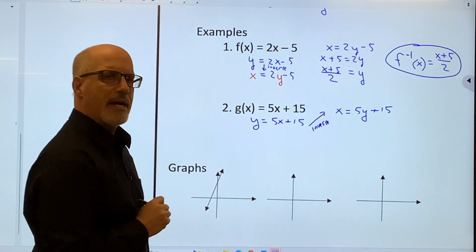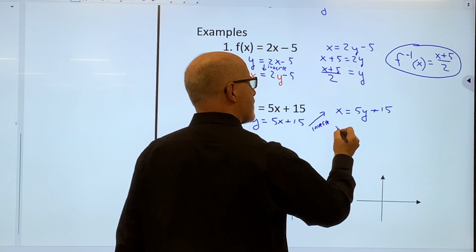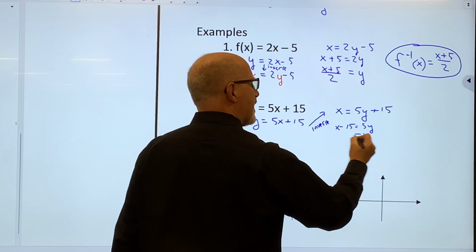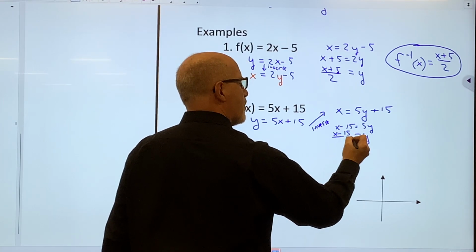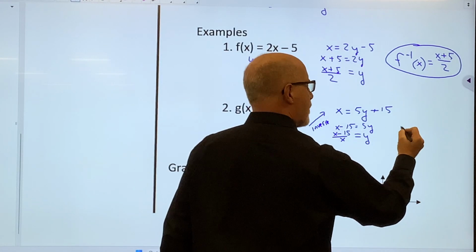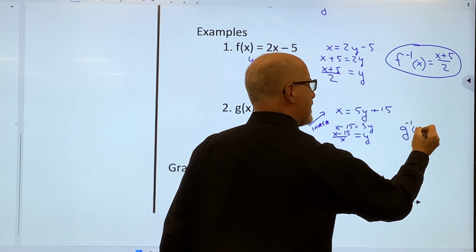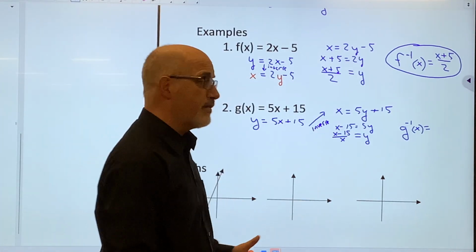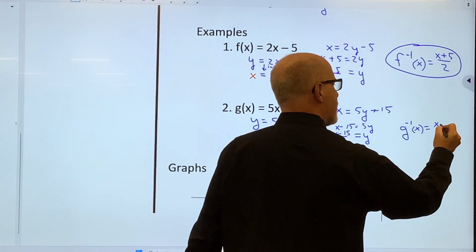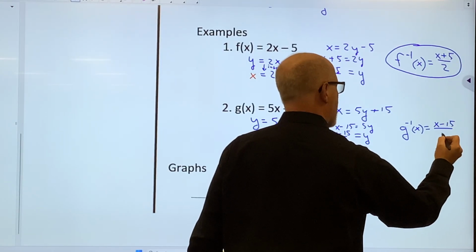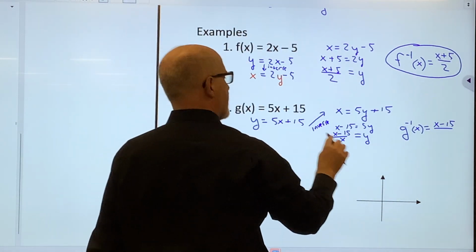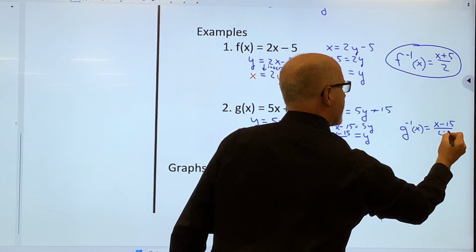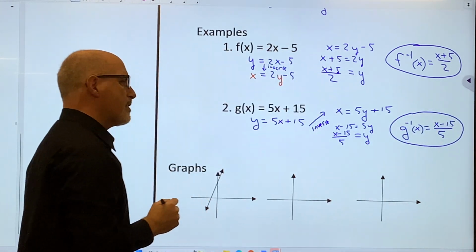Now you've got to get the y by itself. So I'm going to subtract 15 from both sides. And then to get rid of the 5 times the y, I'm going to divide by 5. So (x minus 15) over 5. So my formal notation for it is I write the inverse with this g with a little -1 of x, that means inverse of the g function, is going to equal this formula, (x minus 15) all over 5, for my formula.